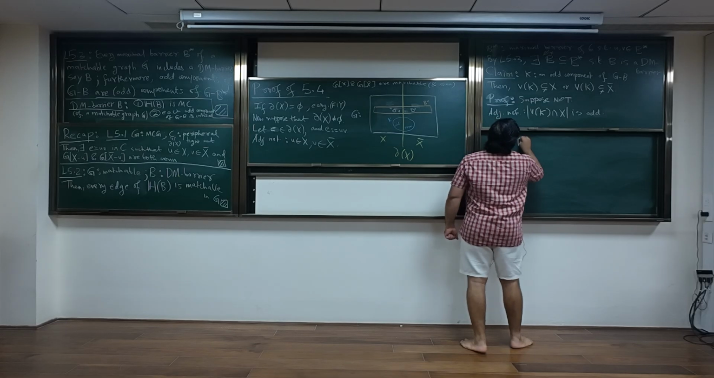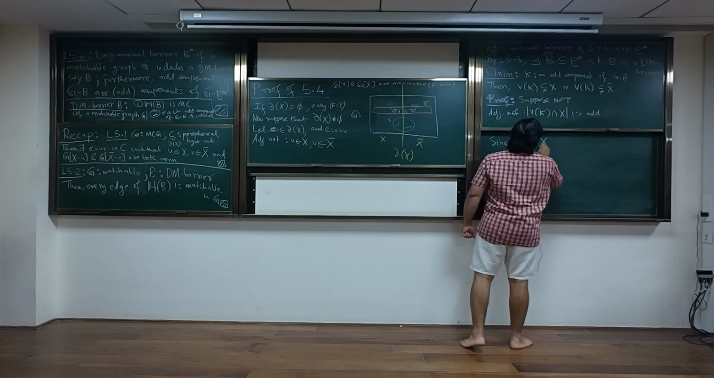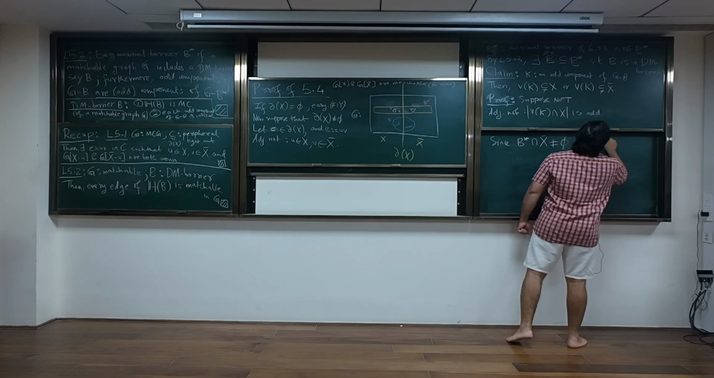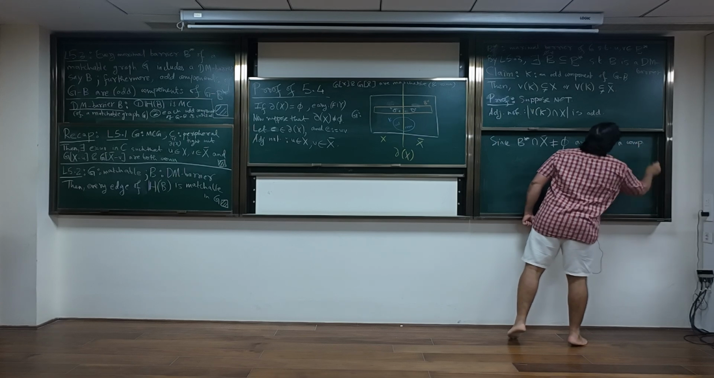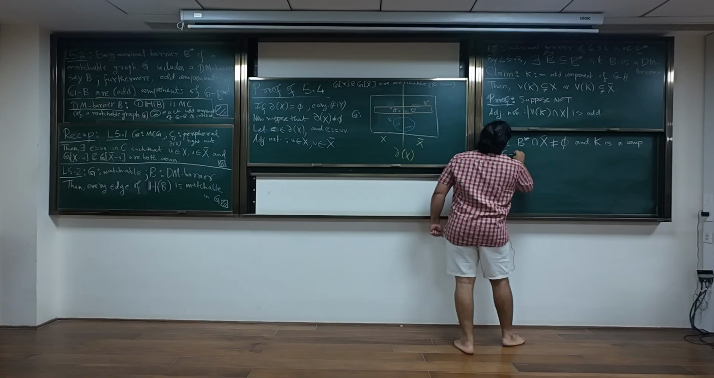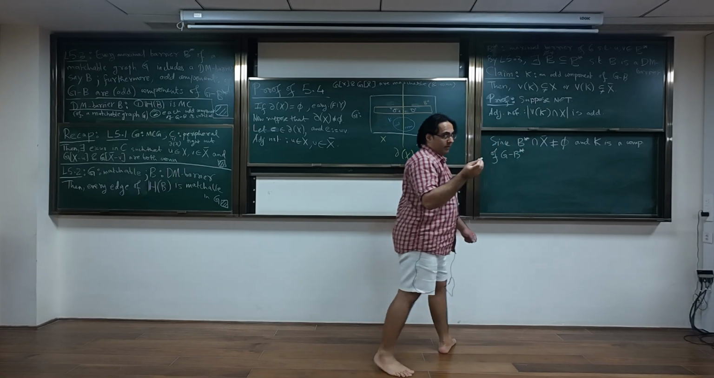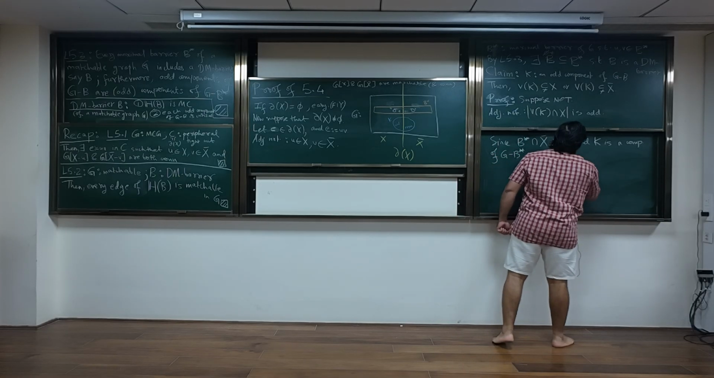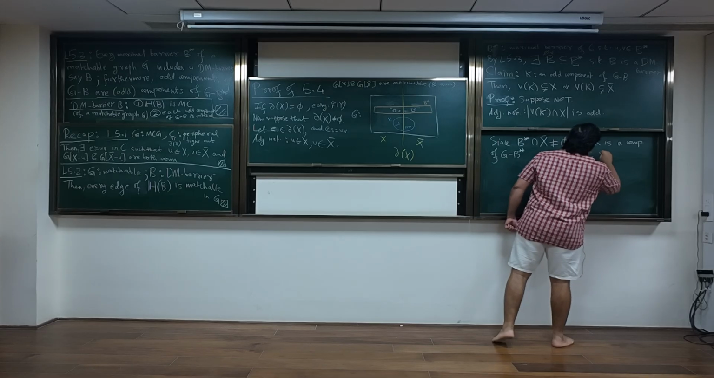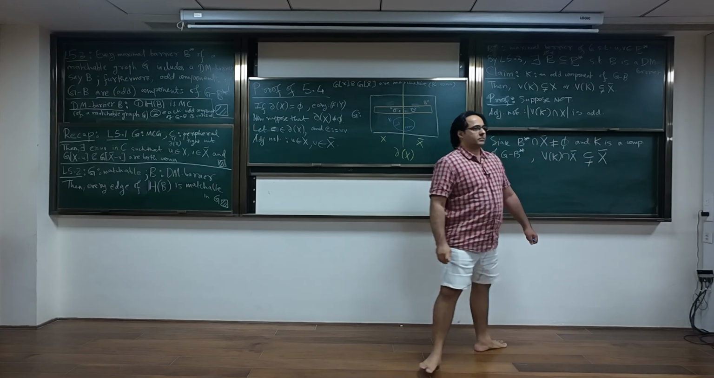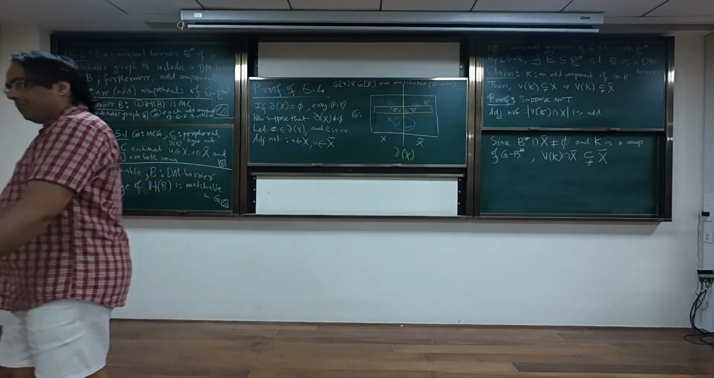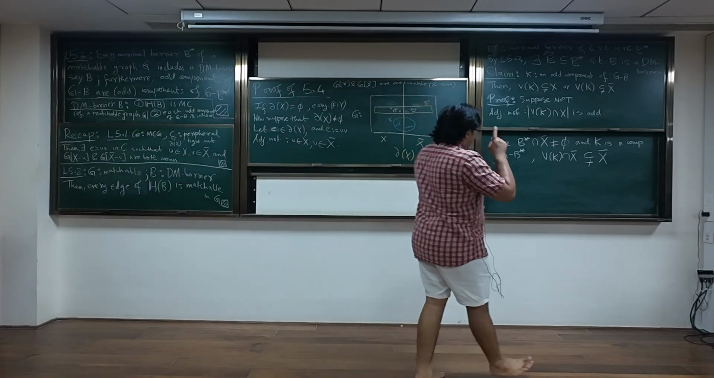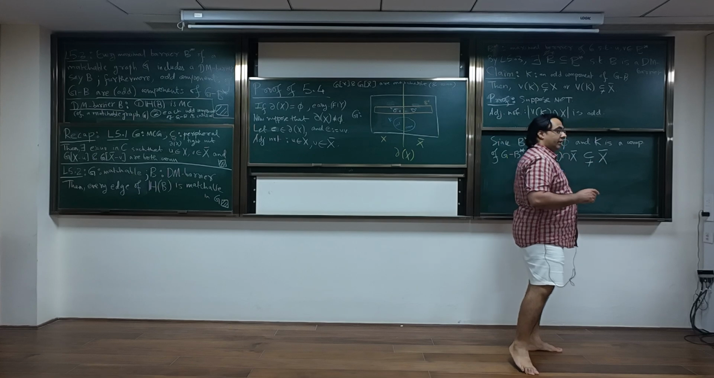Since B star's intersection with X bar is not empty and K is a component of G minus B star as well, I claim that the vertex set of K intersection X bar is actually a proper subset of X bar. In particular, V is a vertex that is here, but it is not here.